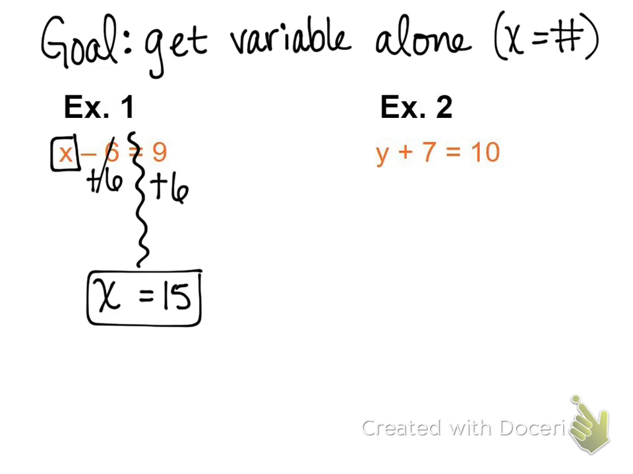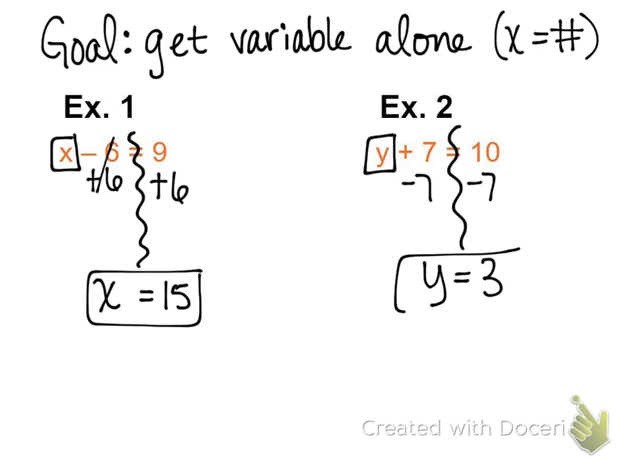Okay, on number 2, what are we trying to get alone? What are we going to have to do to both sides of our equation? Subtract 7. Dominic, what do we get? 3. y equals 3. Make sure when you are answering these questions, you put x equals the number, y equals the number. If you don't have that, if you just put a number, it's not fully correct. We aren't just simplifying, we are solving.